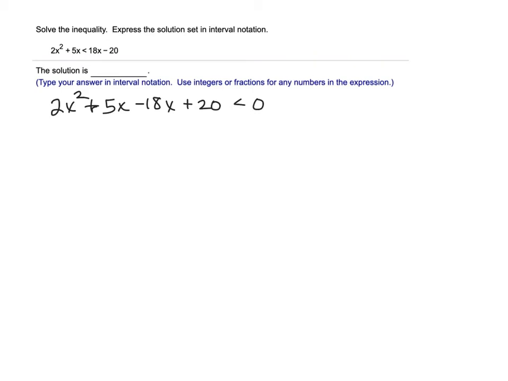So let's combine any terms that are common. We have 2x squared. The 5x and negative 18x can be combined into negative 13x plus 20 is less than 0. So here we have a polynomial set less than 0. So our first step, once we've got it in this form, is to try to factor it so we can find our boundary points. So let's see if we can factor this.